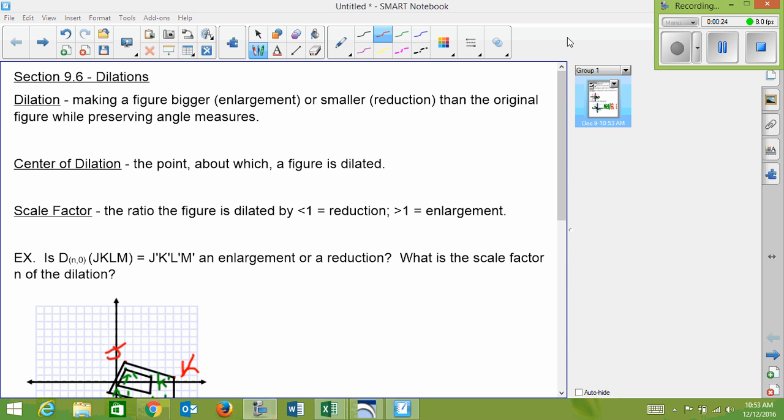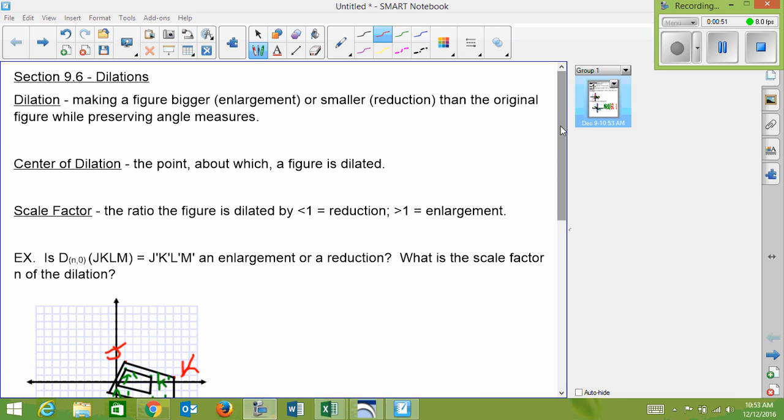Okay, dilation is just like a camera lens or your eyeball, like how it dilates and gets bigger or smaller, lets more light in or less light in. It'd be similar to that, but with a whole shape. So center of dilation is the point about which a figure is dilated. So if they don't tell you what point it's dilated around, you have to assume it's just the origin.